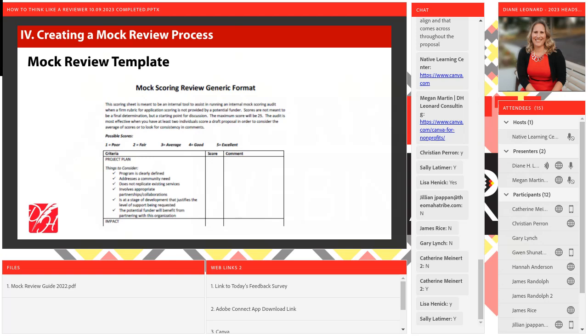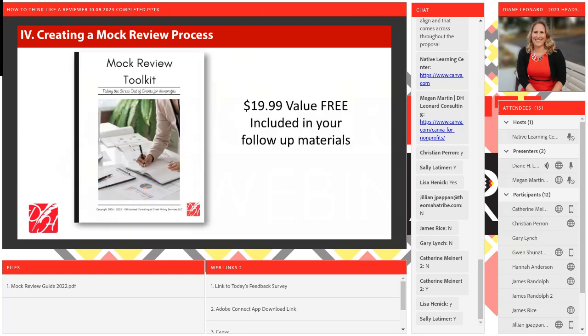That's part of why we gave you the mock review guide, so that you could have that as a base template that's right in your files in today's Adobe portal, so that you can get that and save it right to your desktop. You don't have to wait even for any sort of follow-up from us. So you've got that along with the slides as a result for today.